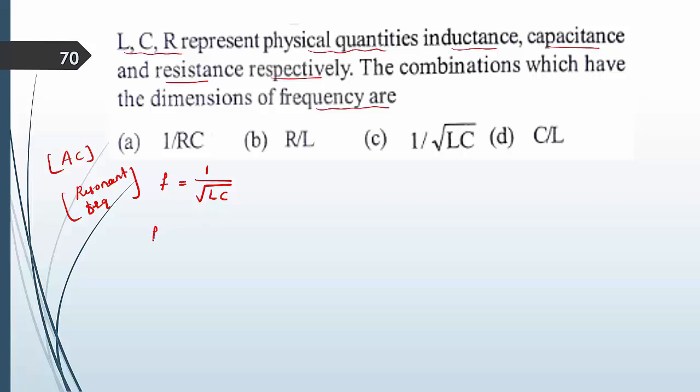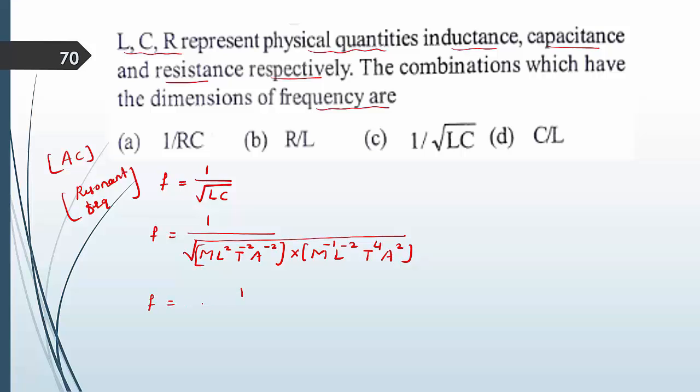See here, I am going to substitute their values: 1 divided by root of. We know that the dimension of inductance is given by M L square T raised to minus 2 A raised to minus 2. Similarly, capacitance has the dimension M raised to minus 1, L raised to minus 2, T raised to 4, A raised to 2. These are the dimensions of inductance as well as capacitance.